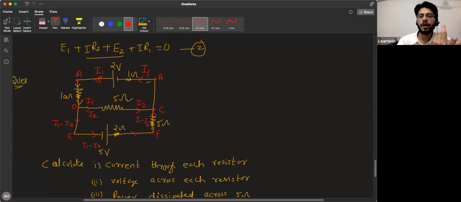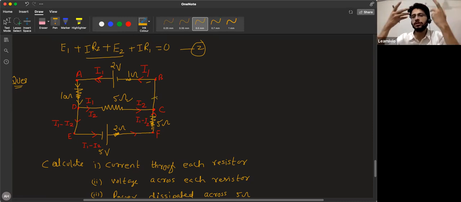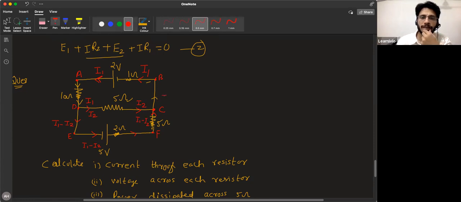Now, Nabil Khan will tell. Nabil Khan, at point C, how many currents are entering? Yes, Nabil. Two currents are entering. So they should combine, right? If two currents are entering the junction, then they should combine. Which two currents will combine, Nabil? I2 and I1 minus I2. So I should add them up. They are combining. I2 plus I1 minus I2, so I2 will cancel I2 and we are left with I1.